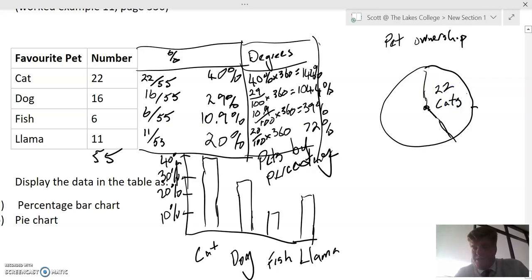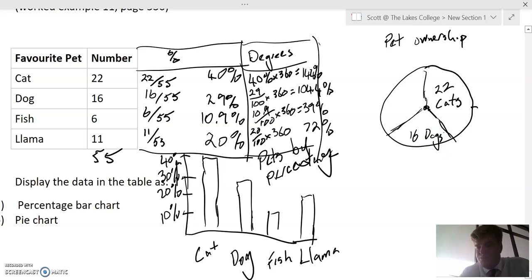Okay, the next wedge is going to be 100 degrees, so it's just a little bit more than 90. So if we go over just a tiny little bit more than 90, that's going to represent our 16 dogs. Remember, you will have those better tools.